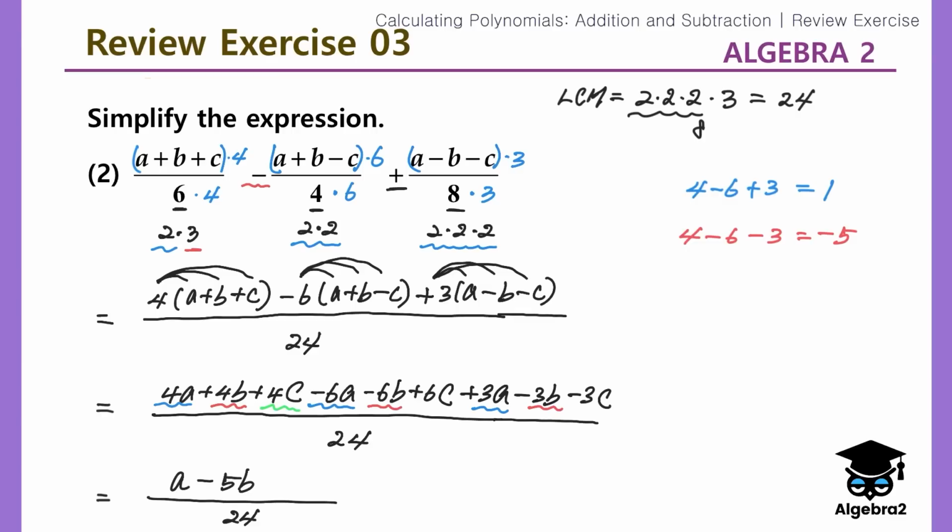C, 4c, 6c, minus 3c. 4 plus 6 minus 3, right? So that is equal to 10 minus 3, that's 7. So that's going to be plus 7c. So it is a minus 5b plus 7c over 24.